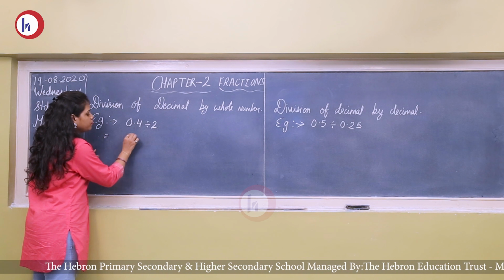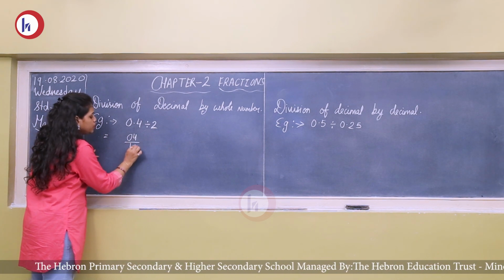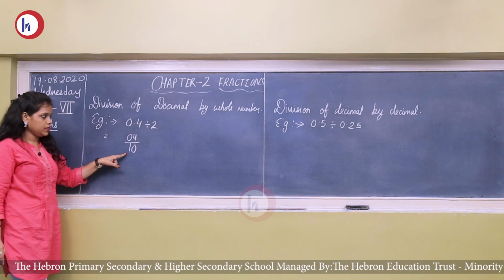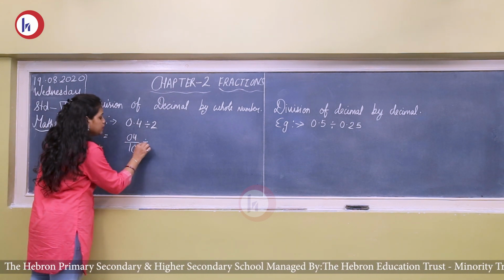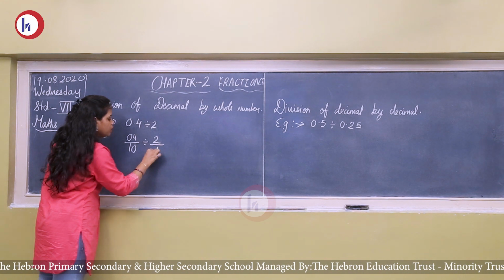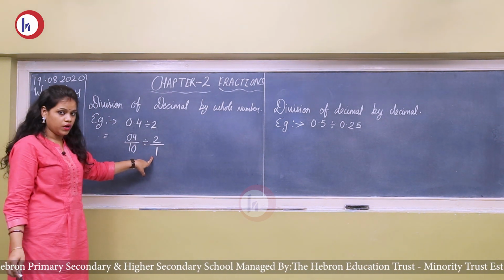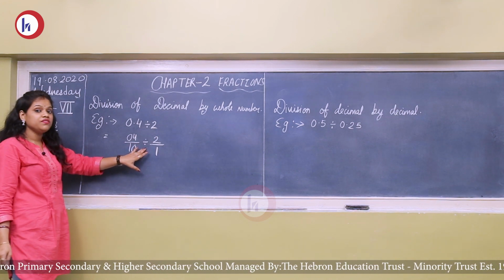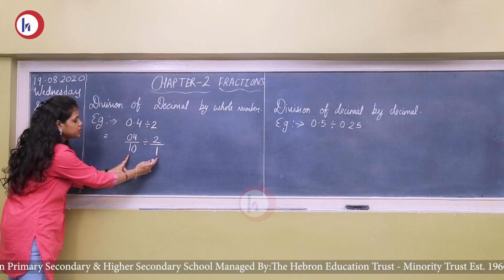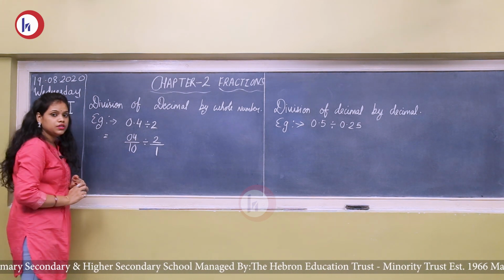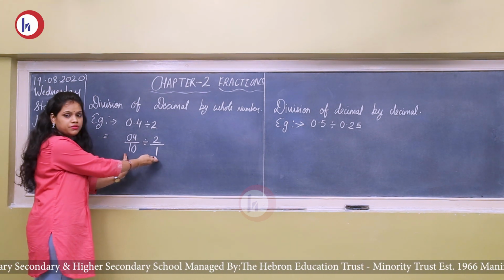So 0.4 will become 4 upon 10. Decimal के बाद 1 place है, so we will put 10 in the denominator, and divide by 2 upon 1. I explained to you in the last video, when nothing is there it means 1. Now you can see your decimal number is converted into a fraction and your whole number is also converted into a fraction. Now you know how to divide fractions.